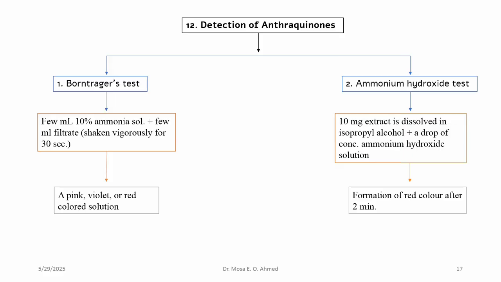Borntrager's reagent consists of 10% ammonia solution. We add 10% ammonia solution to a few milliliters of filtrate and shake for 30 seconds. If anthraquinone is present in the extract, a pink to violet or red color is produced.